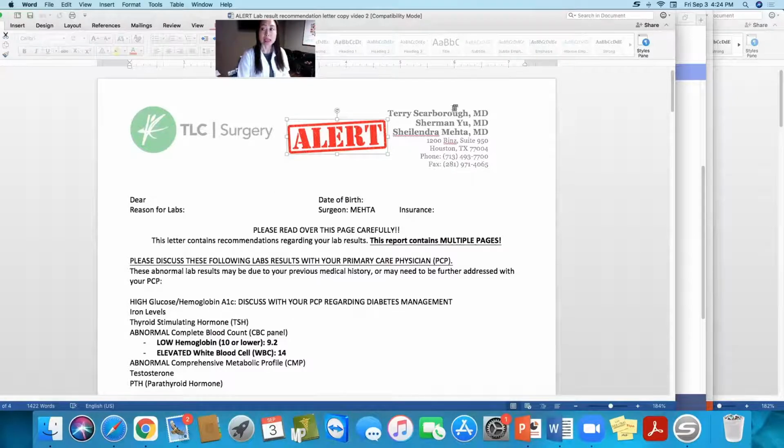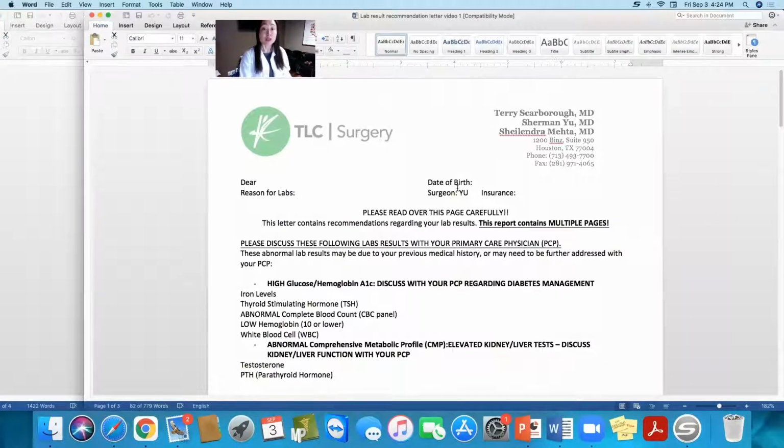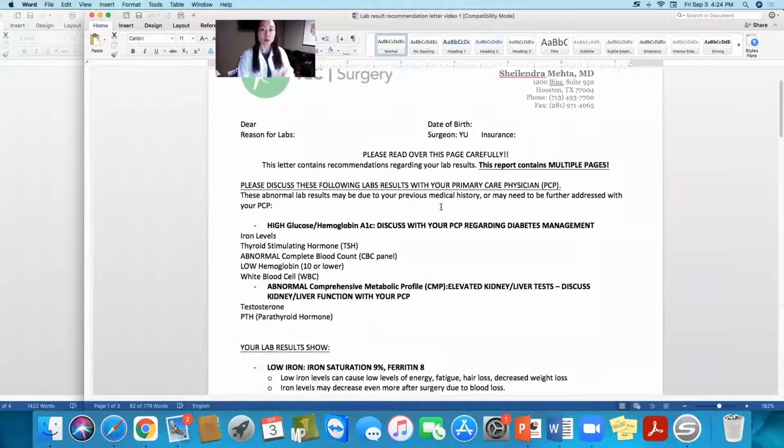So this is one type of lab letter. You might receive another type of lab letter with no alert on it. This is what I want to go over in more detail, because many of you will probably receive a lab letter that looks like this, and there are multiple parts to this lab letter.